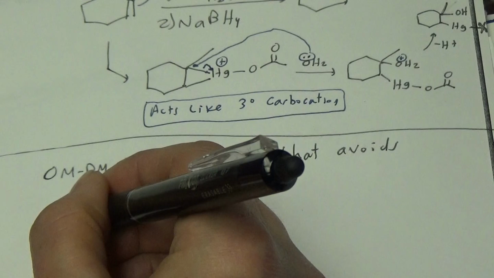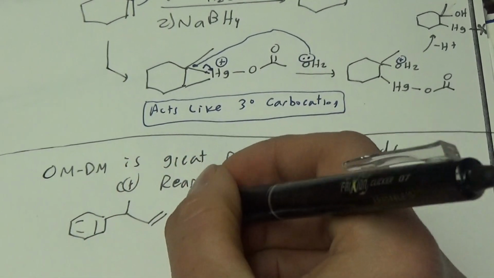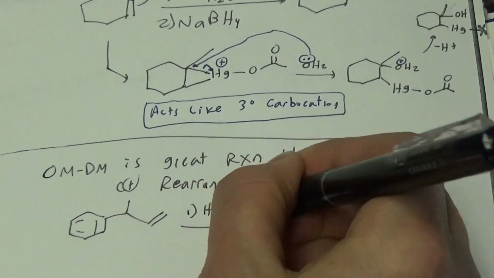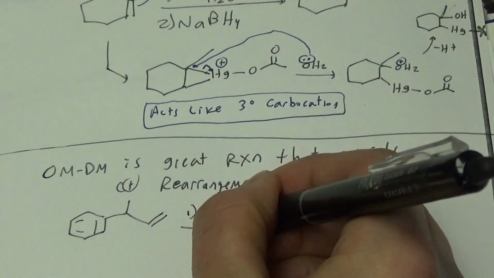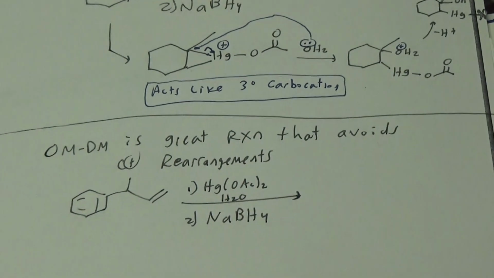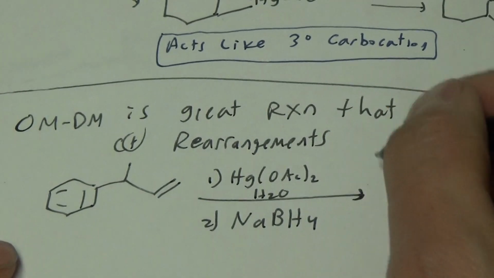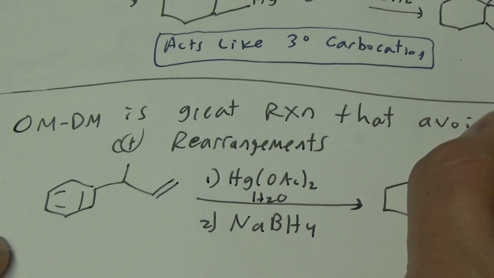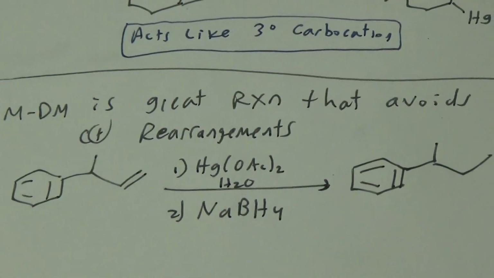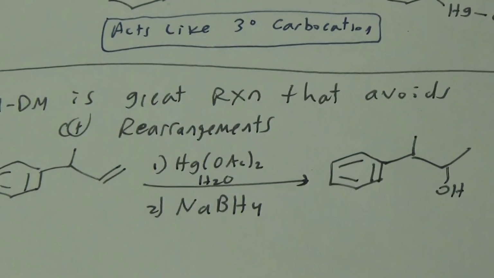If I have a benzene, methyl, alkene, HgOAc2. Remember, you need water in the first step. Then NaBH4. What does it do? What is the reaction? What does OMDM do? Don't forget the benzene. It makes Markovnikov alcohols, right? So it makes this.